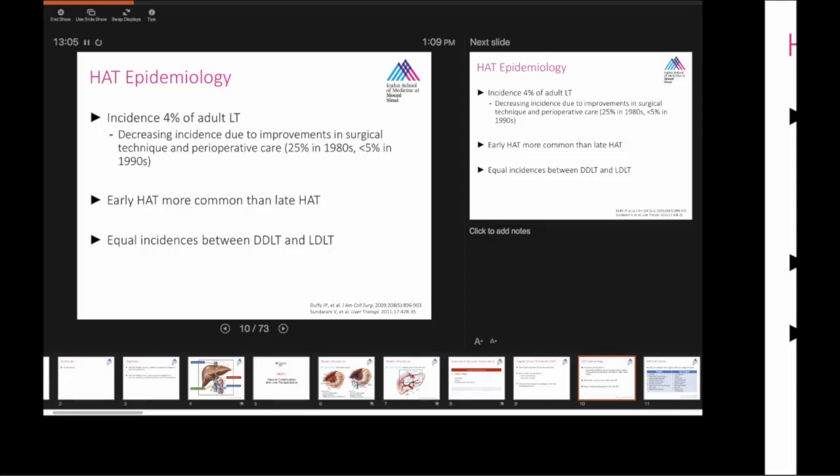HAT occurs in about 4% of adult liver transplants, and the incidence of HAT has actually decreased through the years, from about 25% in the 80s to currently 5% or less, because of improvements in operative care as well as surgical technique. Early HAT is more common than late HAT.